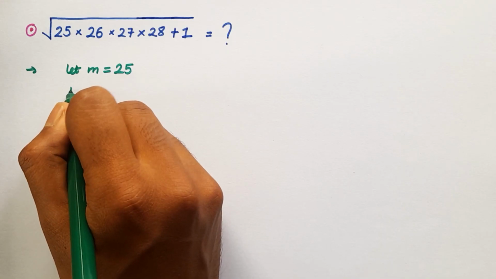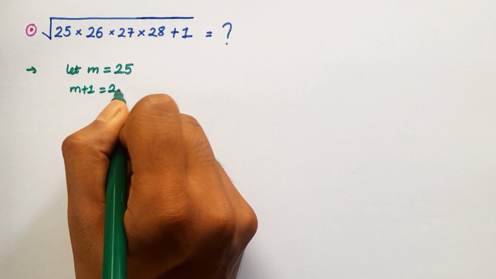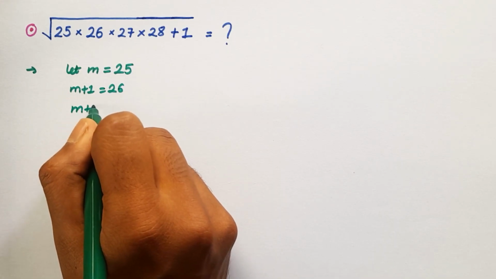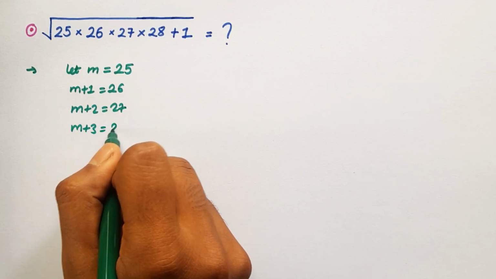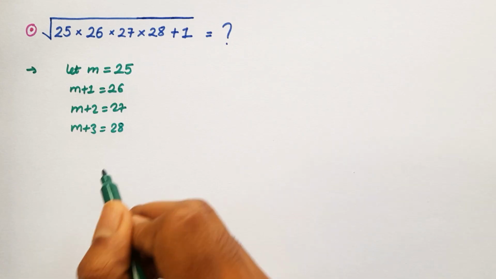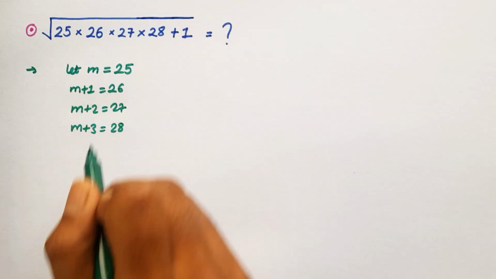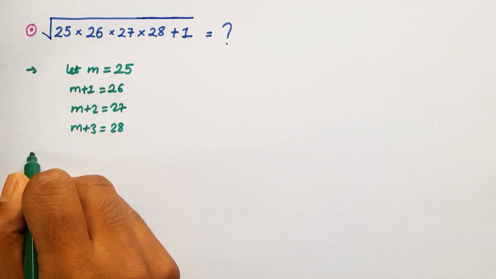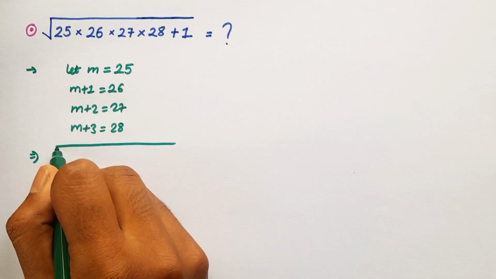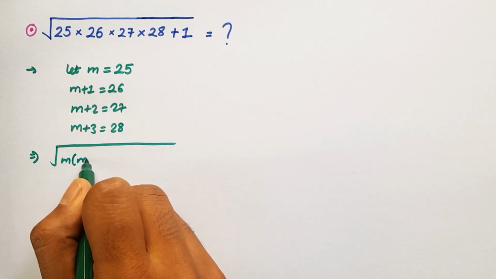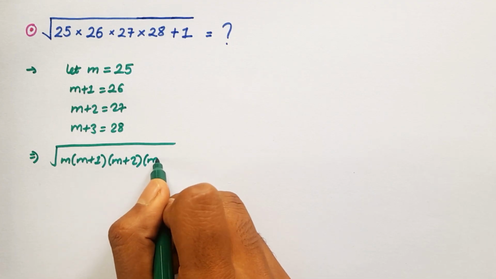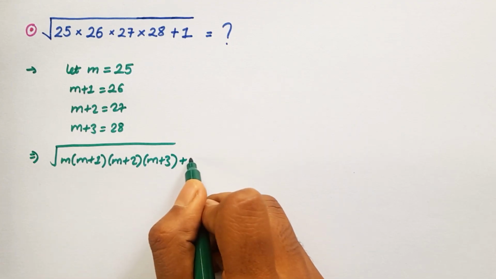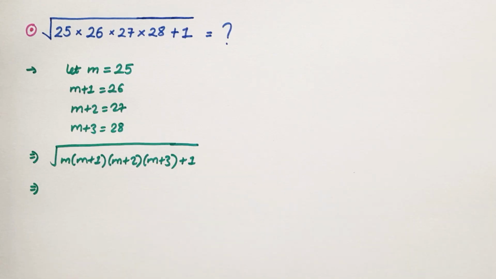Then m plus 1 would be equal to 26, m plus 2 would be equal to 27, and m plus 3 would be equal to 28. Now what we will do is replace all these variables in these places. Then we get our general expression as m times m plus 1, m plus 2, and m plus 3 plus 1. What can we do to solve this expression now?